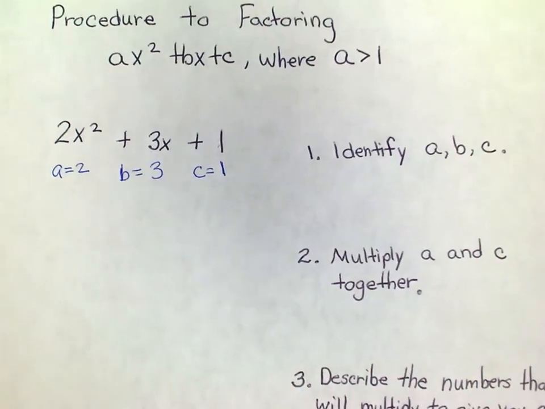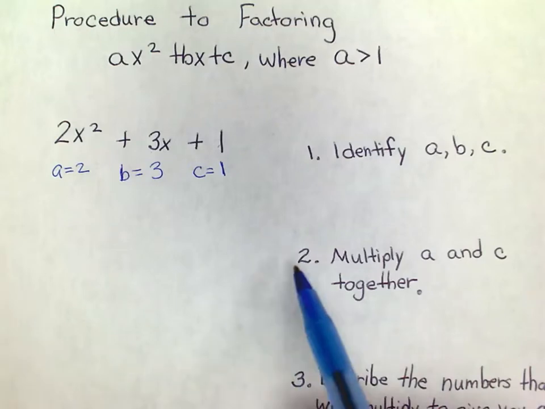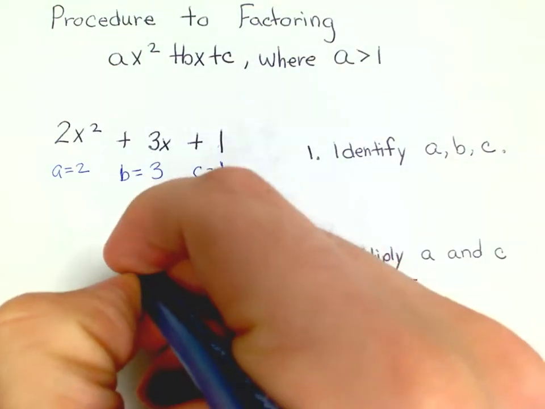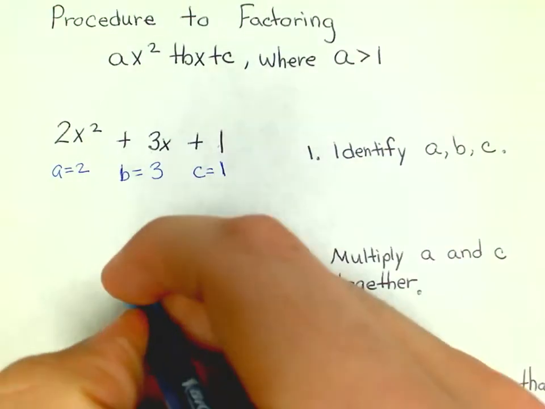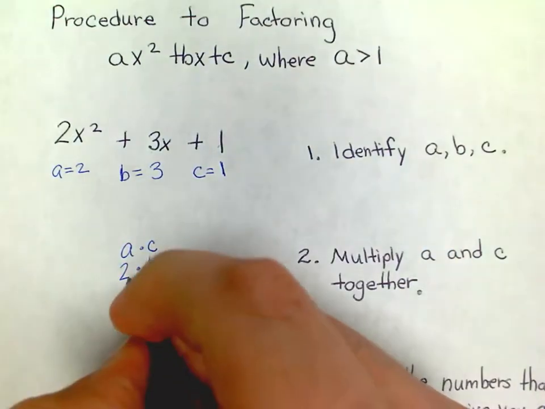For step 2, we want to multiply a and c. So a times c, in this case 2 times 1, we get 2.